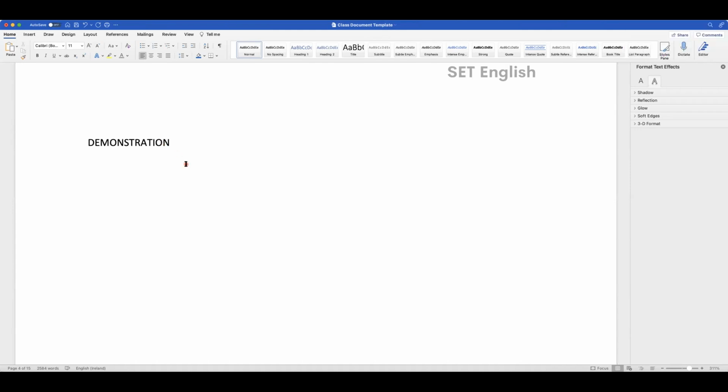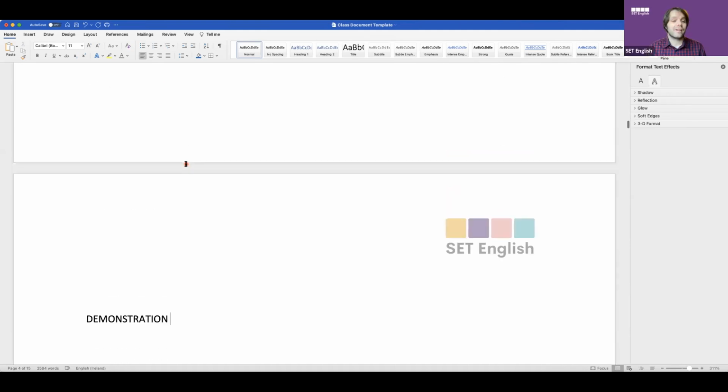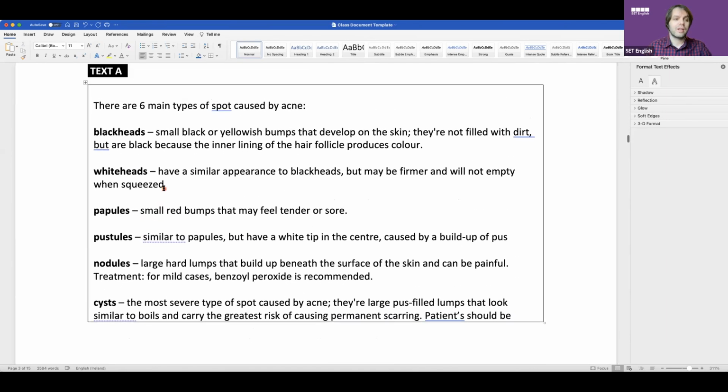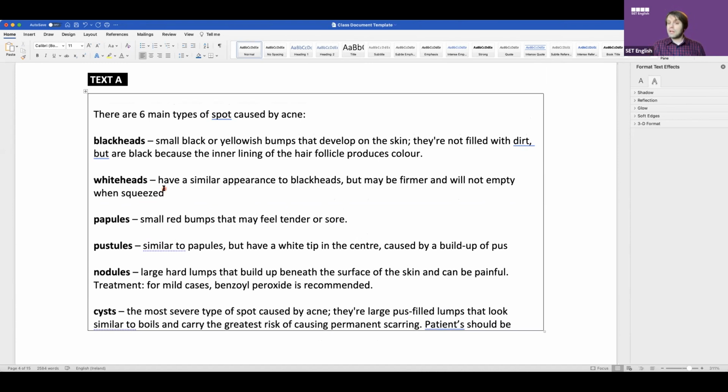So here we go. How much time do I have in the exam per text? For the analysis? 30 seconds. Ready? So why don't I just time you? I'll just time you guys. Ready? 3, 2, 1. Go. Okay. Function is easy.